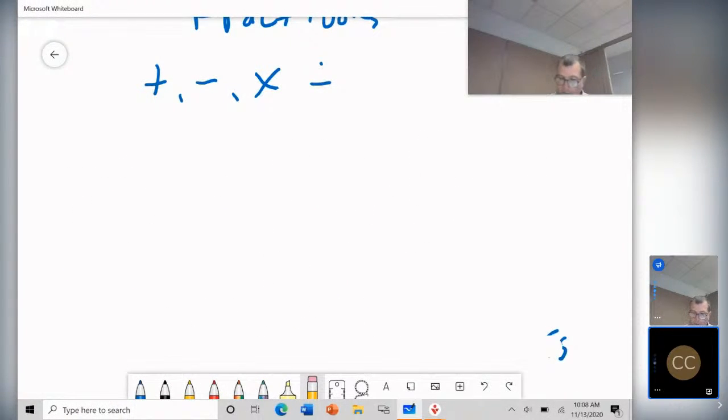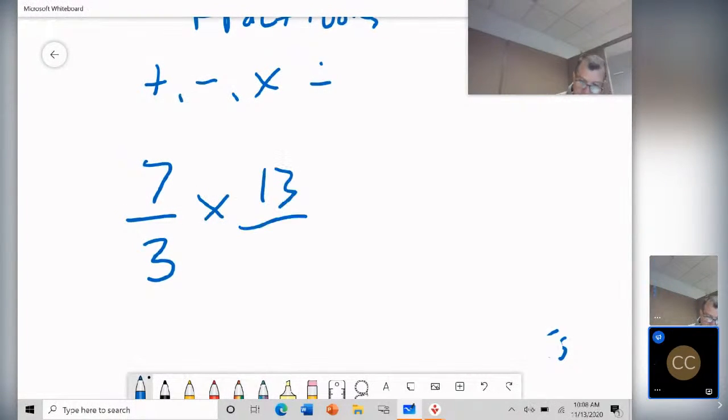Now let's do a multiplication problem here next. These ones are a little bit easier because you can just do the straight. So if I have 7 over 3 times 13 over 8, the first thing I do, when we talked about this, is we're going to check to see the cross.